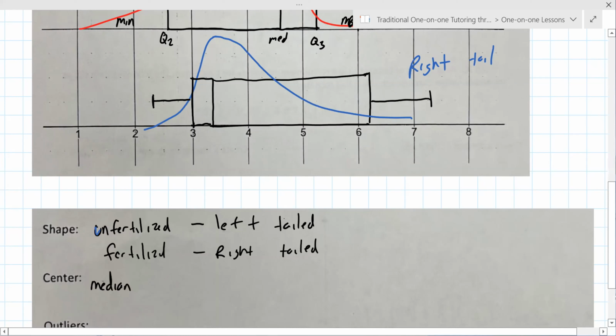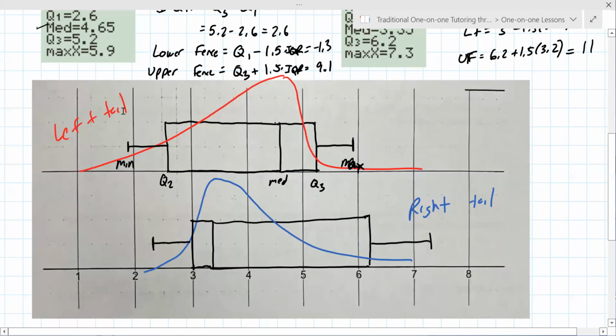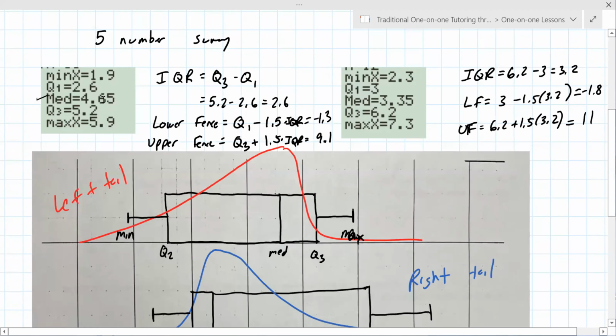And this is where I need to know a little bit more about your class. Sometimes they want to know whether the mean is greater than the median or less than the median, but they're referring to the median. And so you want to say that the unfertilized median, or center, not average, center, is 4.65.